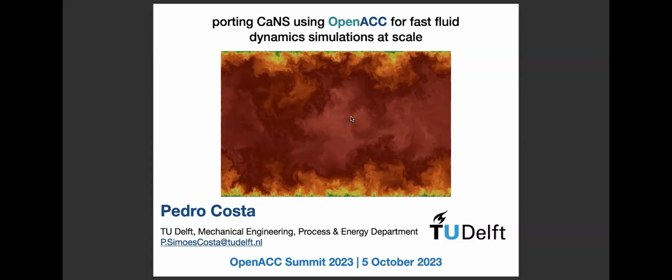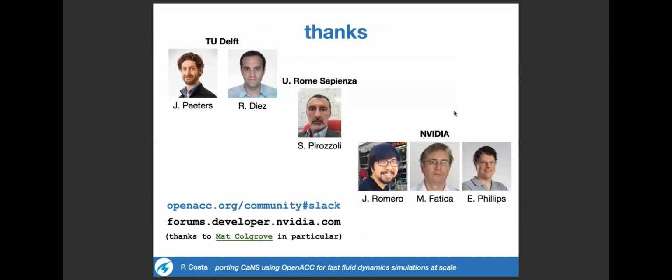Okay, so thank you very much and welcome everyone to my presentation on the porting effort of CaNS using OpenACC for fast fluid dynamic simulations at scale. Before delving into the actual presentation, I really need to thank my colleagues and collaborators at TU Delft and the University of Rome Sapienza, and my collaborators at NVIDIA, who greatly helped with the porting effort of previous versions of CaNS and also this one. And of course, the excellent community resources, namely the OpenACC Slack channel, but also the NVIDIA developer forums, which were also very, very helpful.